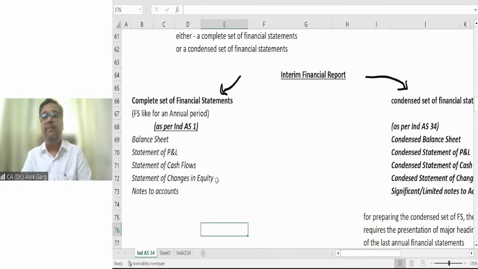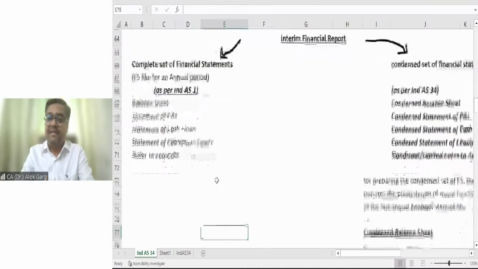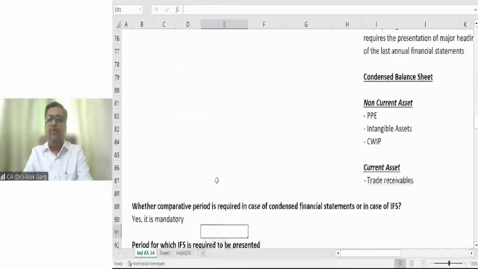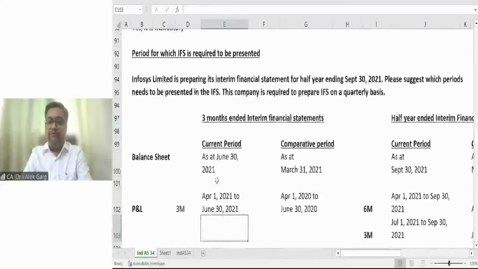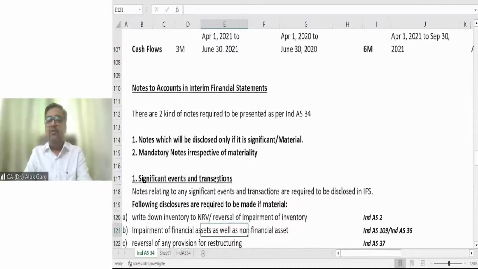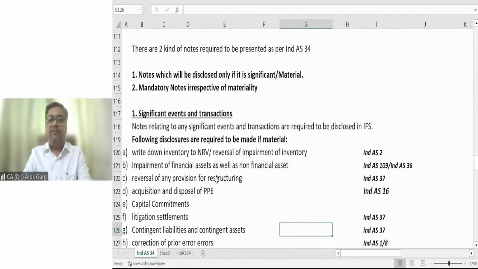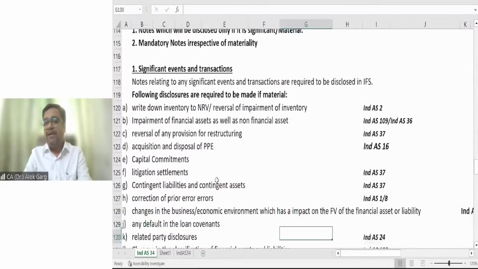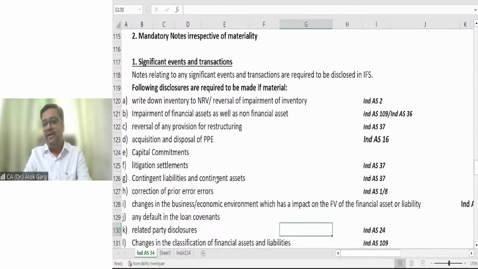For example, property, plant and equipment breakup is required if it is material. As far as notes to accounts, there are two kinds of notes to accounts. Number one, period we have also covered. In this case, there are two kinds of notes to account. Notes which are required to be disclosed only if it is significant or material, like impairment, reversal of impairment, capital commitment, contingent liability, related party disclosures.